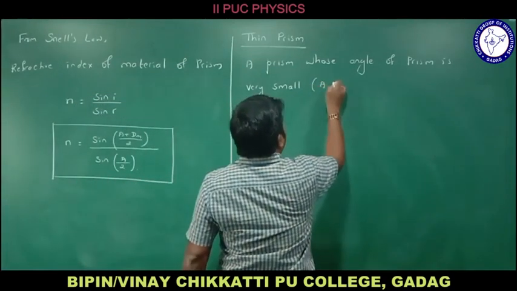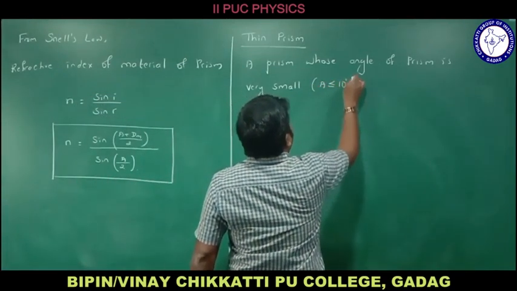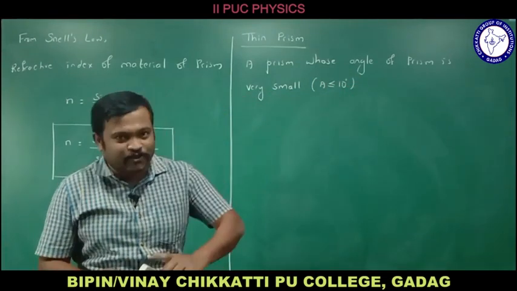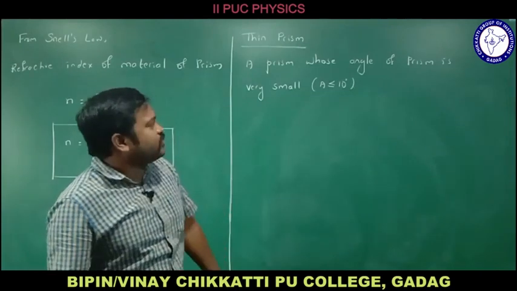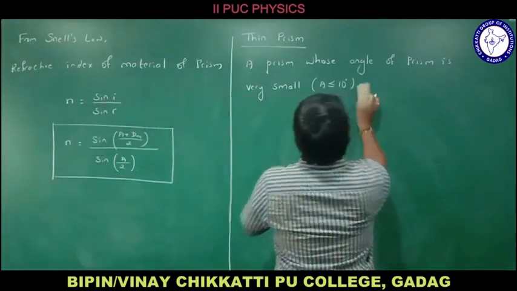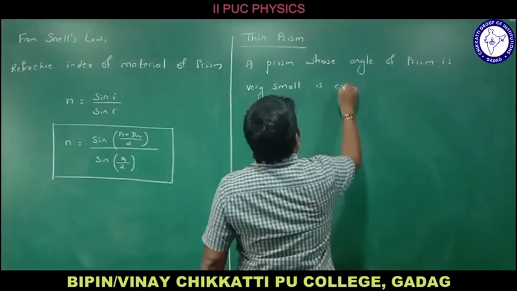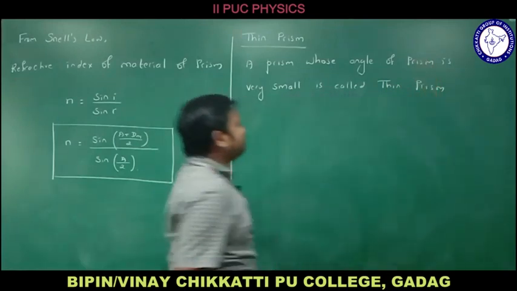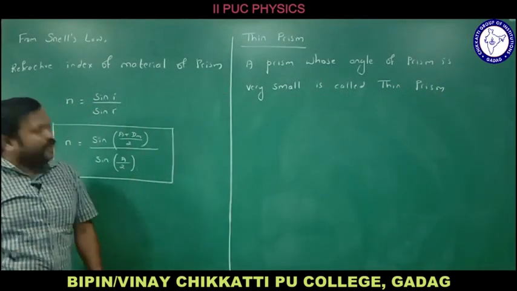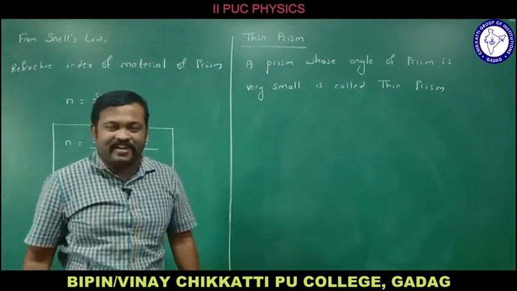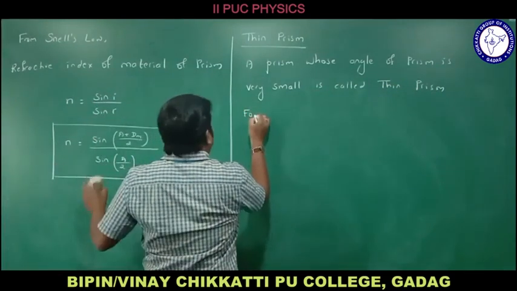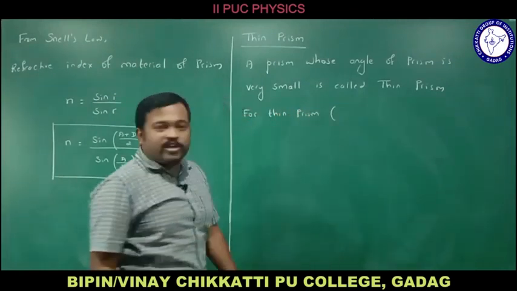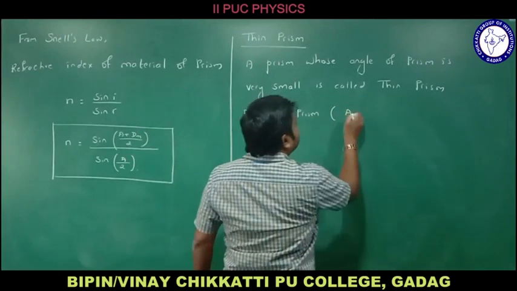Small means it will be lesser than or equal to 10 degrees, right? If angle of prism is less than 10 degrees, then that kind of prism is called as thin prism, right? Okay. A prism whose angle of prism is small is called thin prism, right? A prism whose angle of prism is very small is called thin prism, right? Okay. Now let us check it out. What happens to this formula for thin prism? For thin prism, do you understand? What is thin prism? Angle of prism is small.